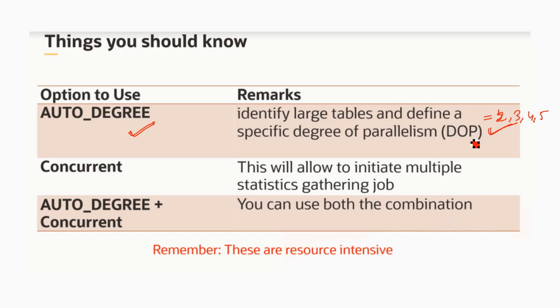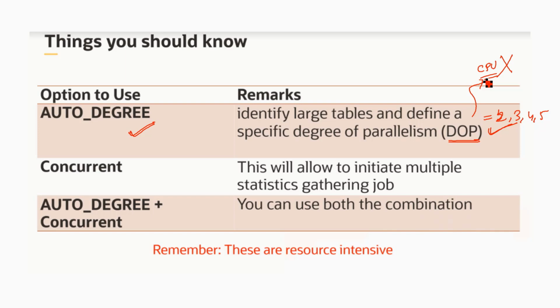But remember, degree of parallelism is very critical. If you are extending the degree of parallelism without knowing the number of CPUs, your database will crash. Crashing means it won't impact the data, but the database will be down in that scenario. It won't respond to you.